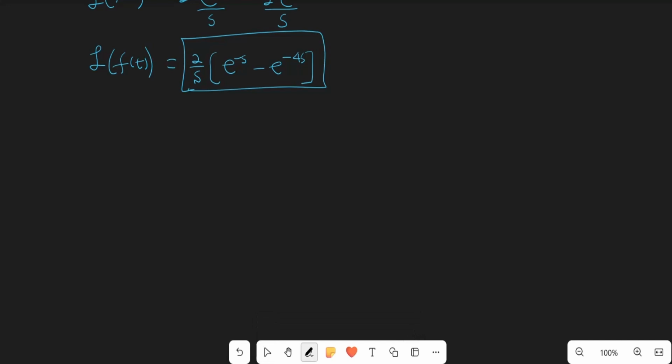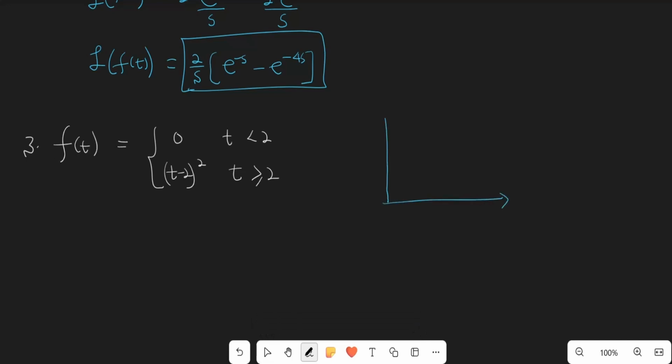So the third one, let me do it in white pen, why not? So the third one, we have this function f of t is equal to 0 for t less than 2, but it switches to this function, t minus 2 all squared, and this one is for t greater than or equal to 2. So with this one, let me plot it for you to see. Let me plot it. So we have our time axis again, and now for t less than 2, this is what we have.